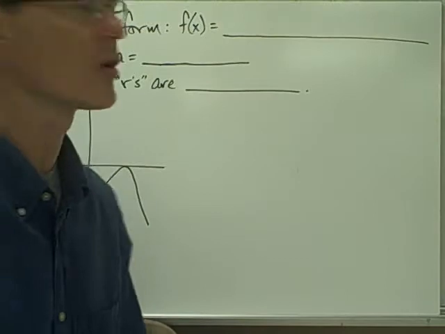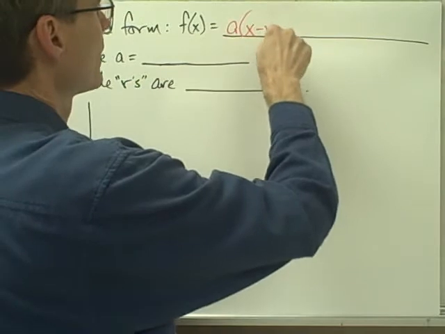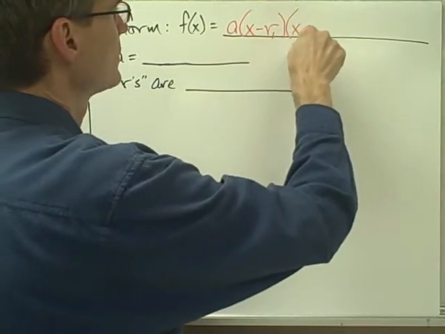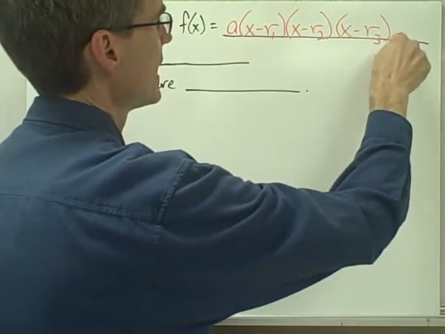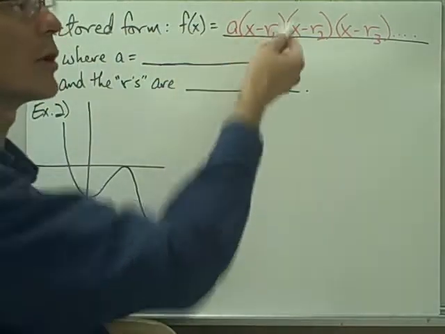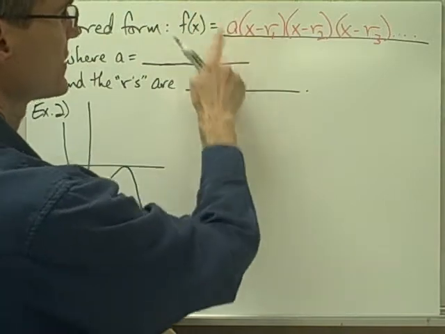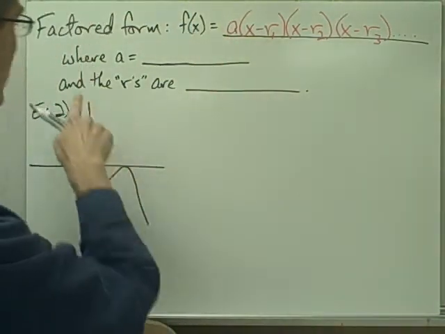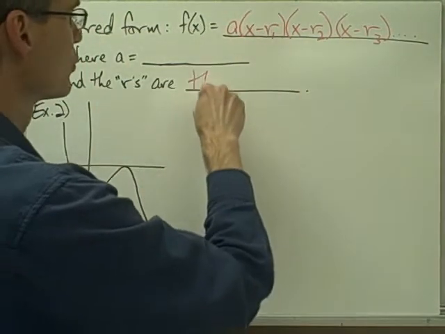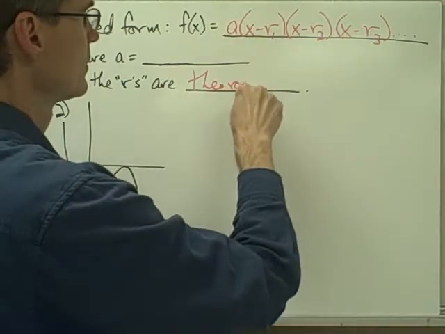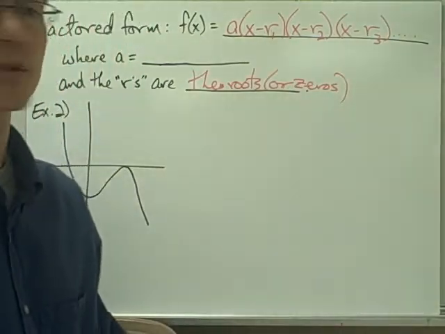So the factored form of a polynomial equation looks like this. A times x minus r1 times x minus r2 times x minus r3, and so on, depending on how many zeros your function happens to have. Now, up to now, we haven't really dealt with this letter A that I've put on the front here. We've just dealt with x minus r1, x minus r2, x minus r3, where the r's are the roots, or zeros if you prefer, of your function.